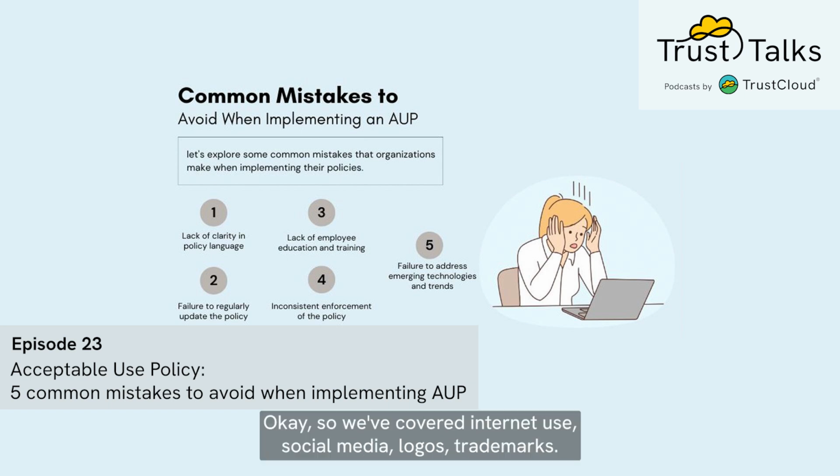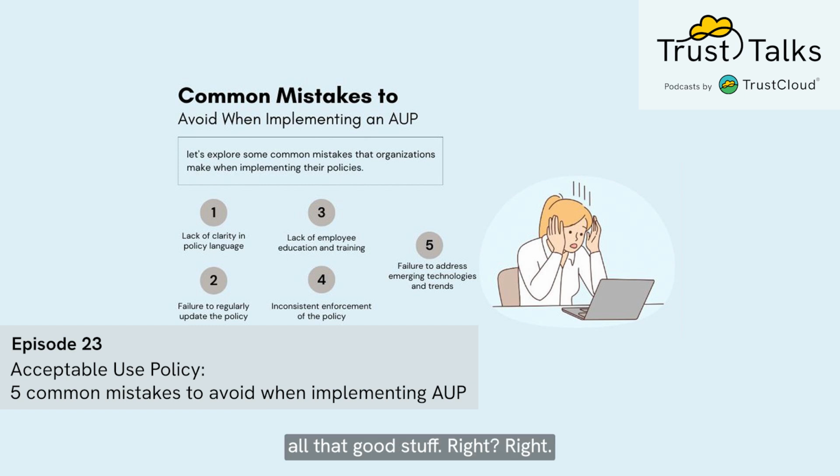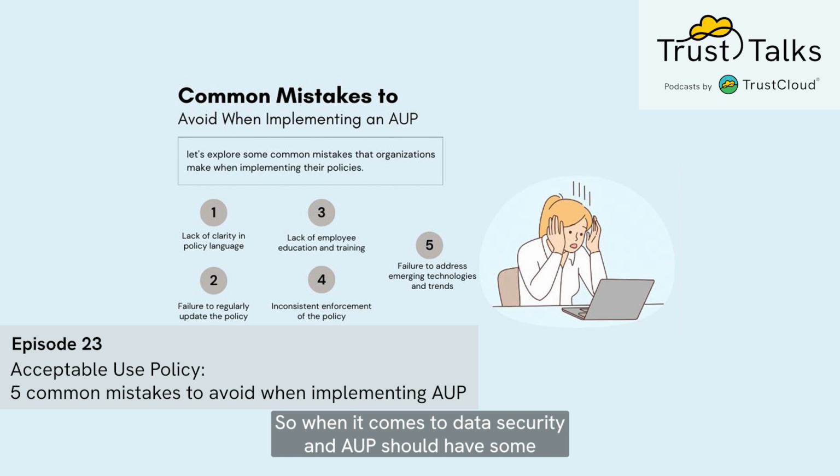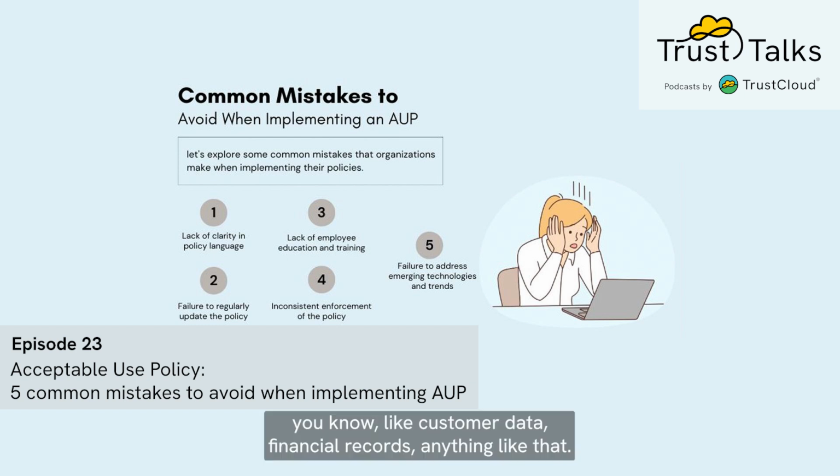Okay, so we've covered internet use, social media, logos, trademarks. What about the more technical stuff, data security, password management, all that good stuff? Right. So when it comes to data security, an AUP should have some really clear procedures for handling sensitive information, like customer data, financial records, anything like that. Right. Keep that stuff under lock and key.